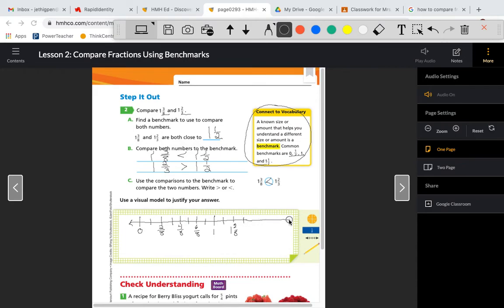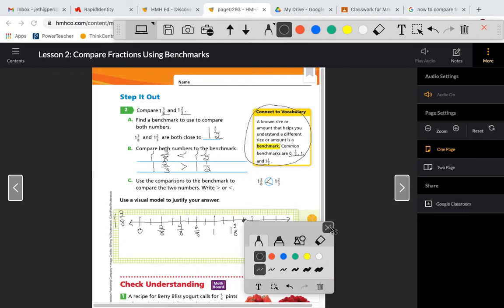Extend it out a little bit longer. 1 4/8. We have 1 5/8. 1 6/8. I think maybe we can stop right there. Okay. So we're going to compare. So this is showing our fraction of 1 3/8. So we need to find that on our number line. Here is 1 3/8. Okay.